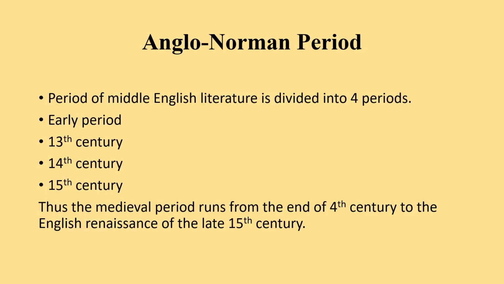The Norman period of Middle English literature is divided into four periods: early period, 13th century, 14th century, 15th century. Thus, the medieval period runs from the end of the 4th century to the English Renaissance of the late 15th century.